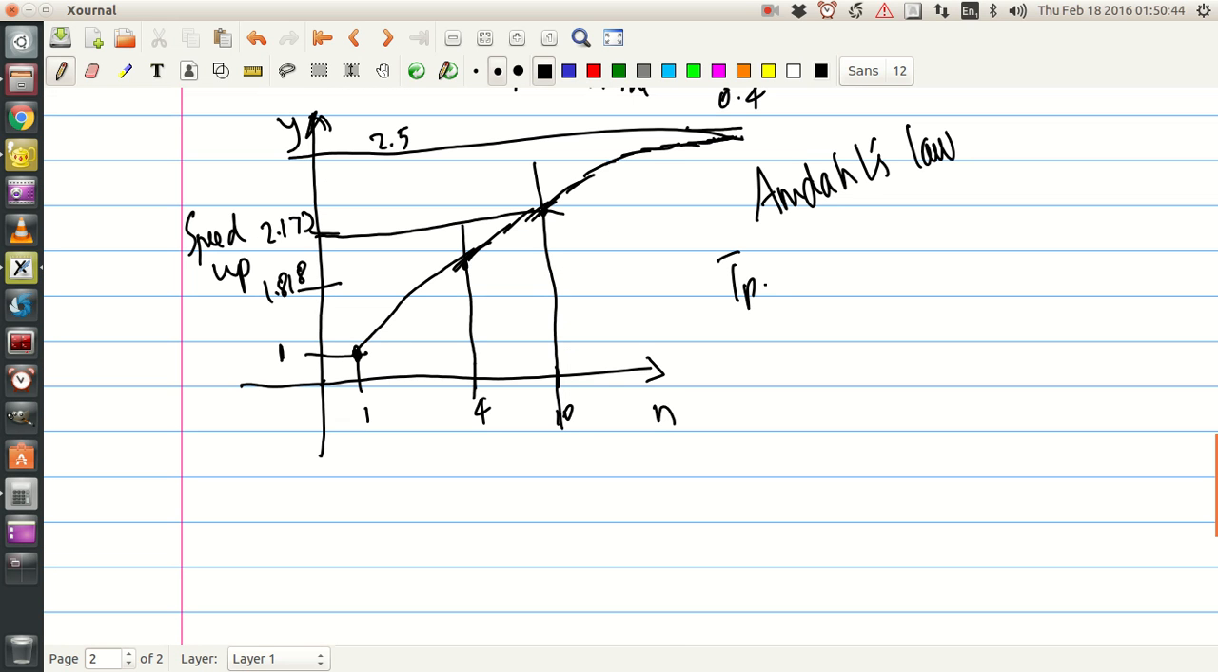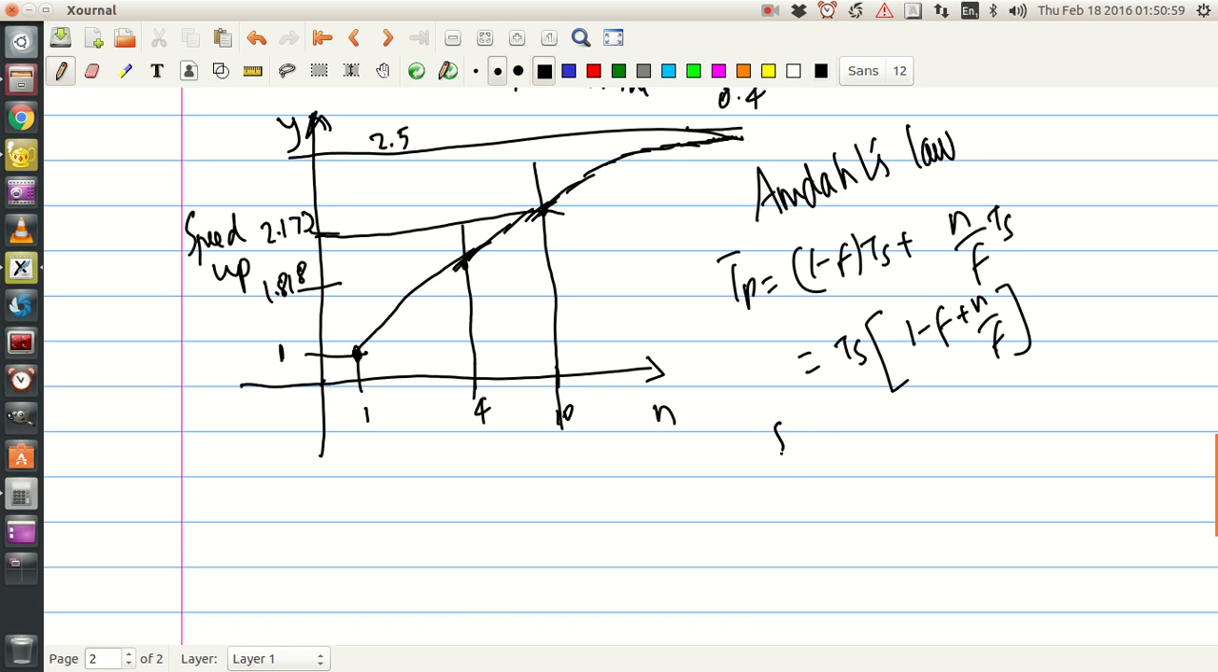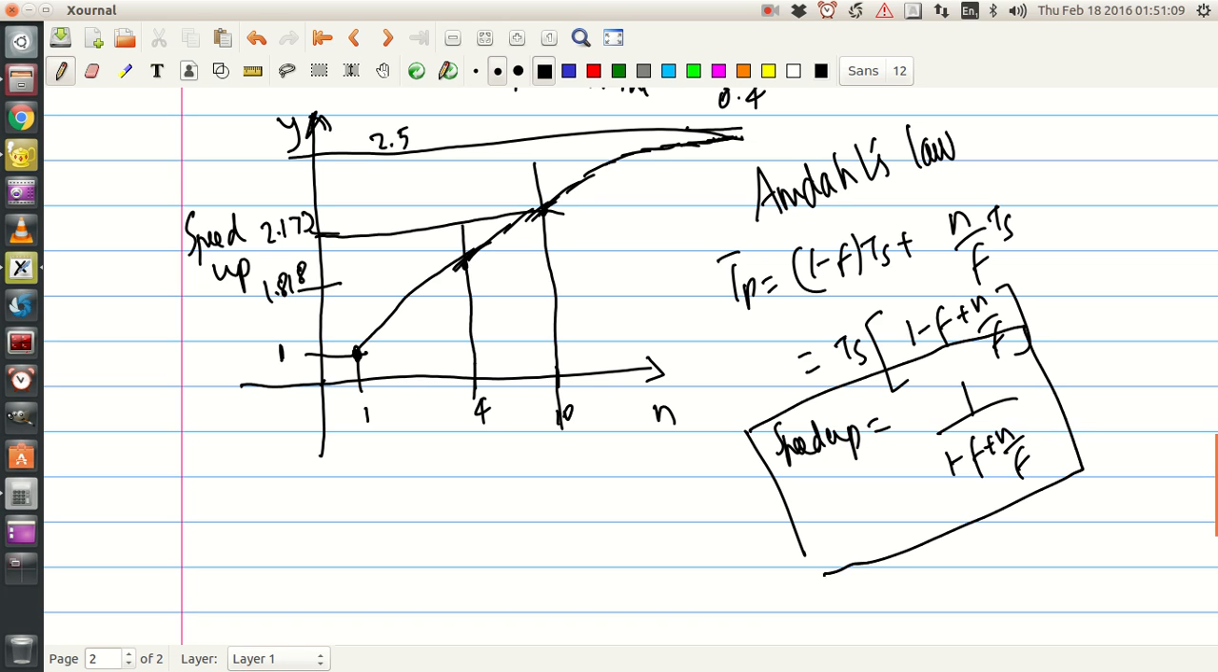TP is 1 minus f times ts plus n divided by f times ts. So taking ts common, 1 minus f plus n by f. So your speed up is 1 divided by 1 minus f plus n divided by f. So this is your speed up, unless you do something about f.